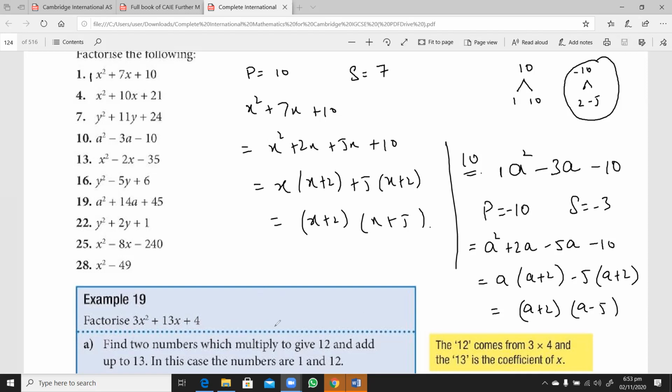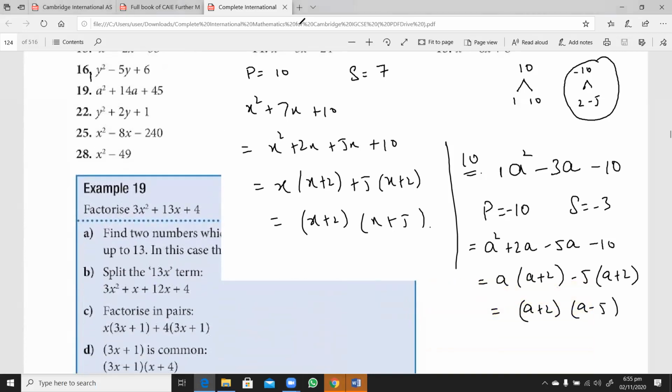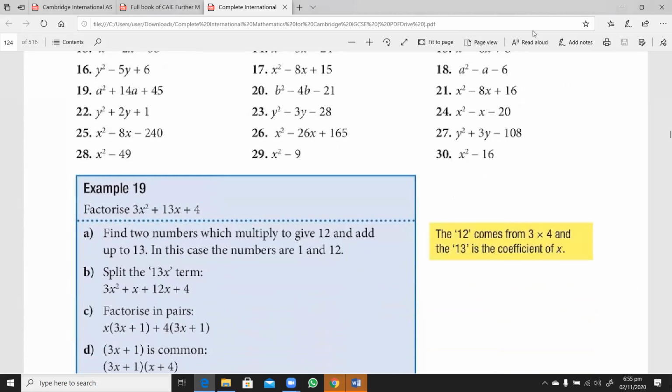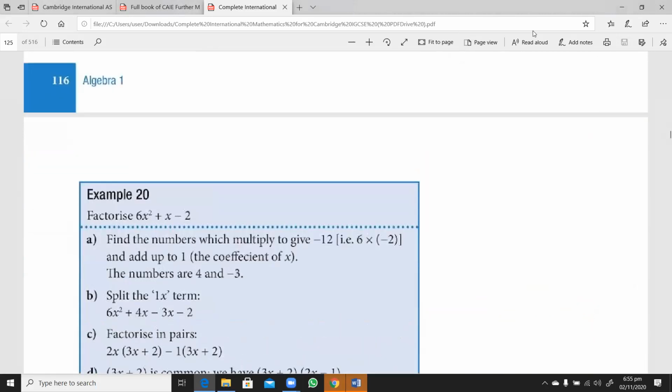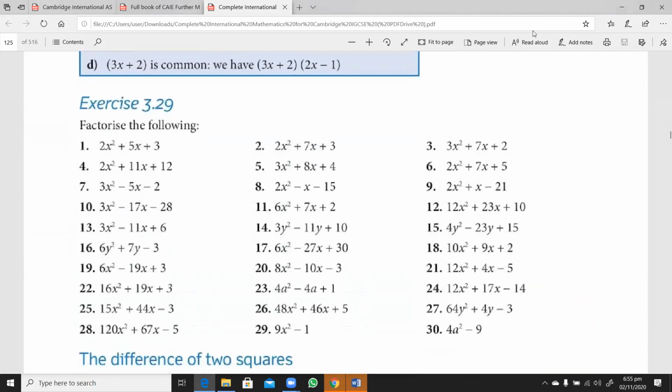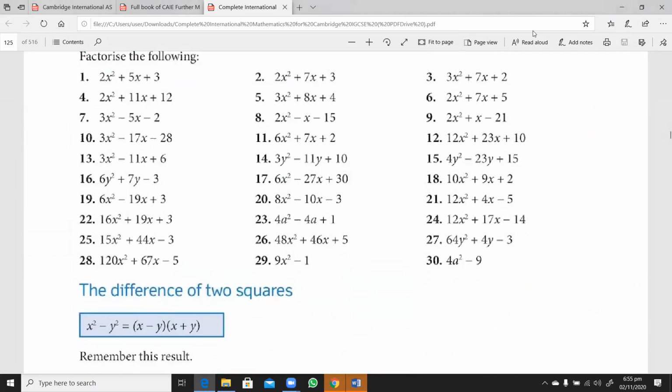Now you please try the questions. Then I take you to the next step. Okay, now let's move to the next level of this middle term breaking, and this will complete this segment. Now you look at this exercise. In the previous exercise, they were all x squares. Now there are some other coefficients of this x square. Okay, you see that? So let's try some questions from here.